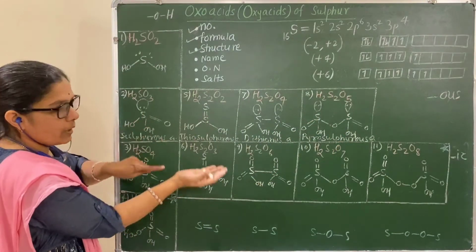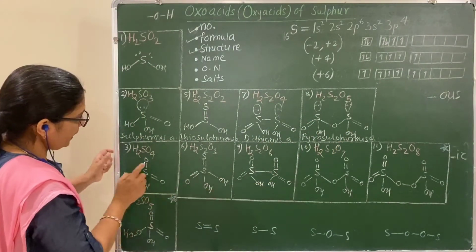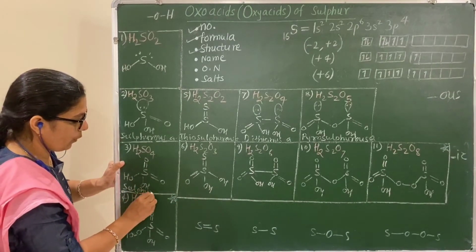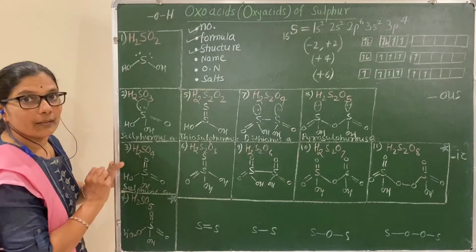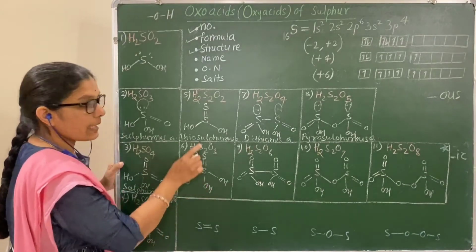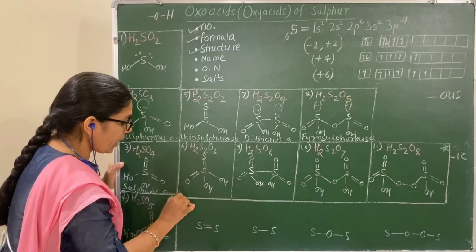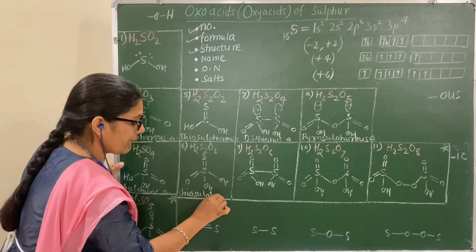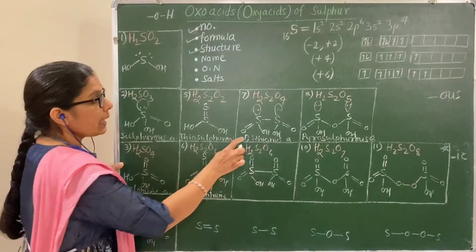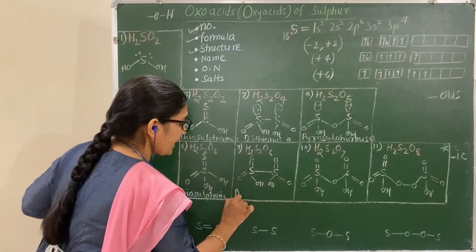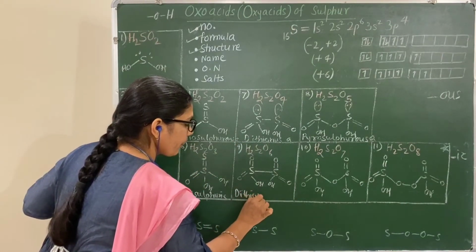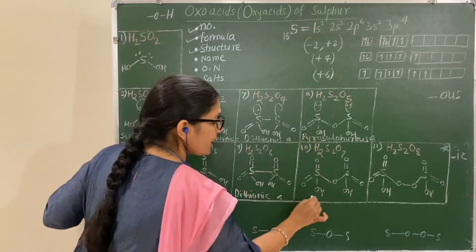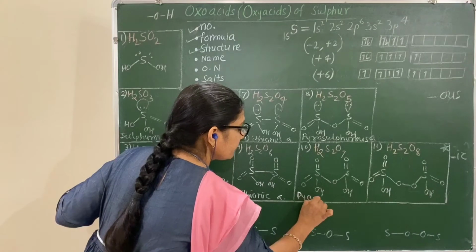Now same, only IC. See here, sulfuric acid. This is sulfuric acid, you know, king of chemicals. Next, this is thiosulfurous, then this one is thiosulfuric. Very simple. If this is dithionous, then this is dithionic. Next, pyrosulfurous, then this is pyrosulfuric.